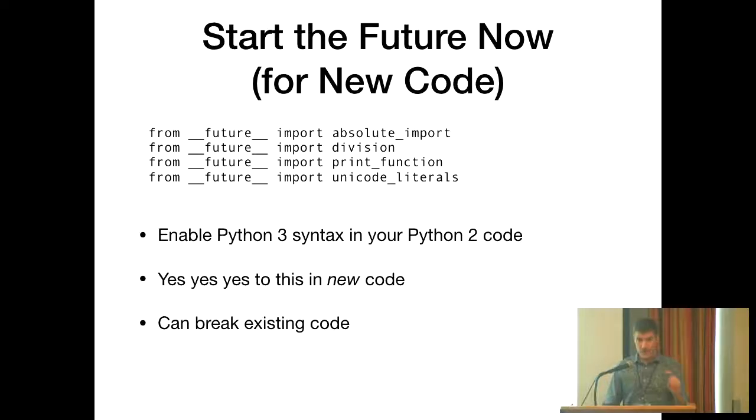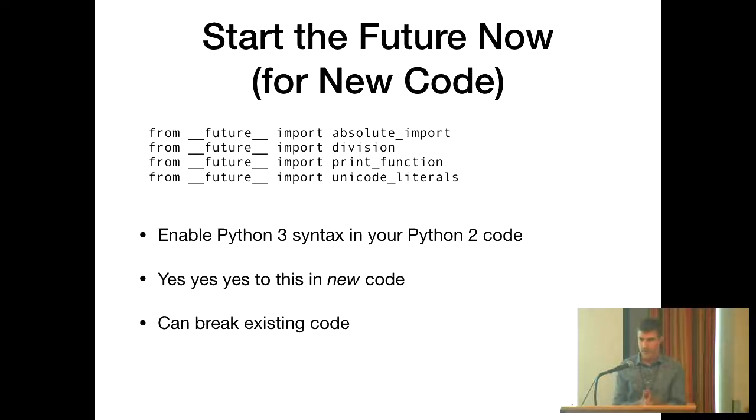So another thing you can do to prepare your code for Python 3 is to start making your Python 2 code more Python 3-ish. There are 4 from __future__ imports, and what they do is they change the syntax of the module they're imported in to use more Python 3-ish syntax. The first 3 are not all that exciting. The last one, I think, is probably the more helpful of the 4.